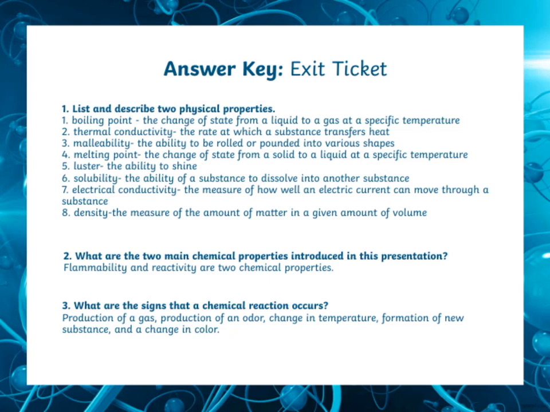To wrap up, we've covered key signs that a chemical reaction has taken place, like gas production, odor changes, temperature shifts, new substances forming, and color changes. We also explored two main chemical properties, flammability and reactivity. Finally, we reviewed several physical properties, from boiling point and malleability to density and electrical conductivity. These concepts form the foundation for understanding how substances behave and interact.